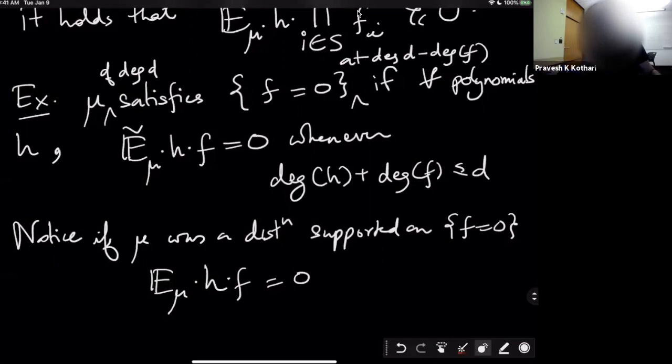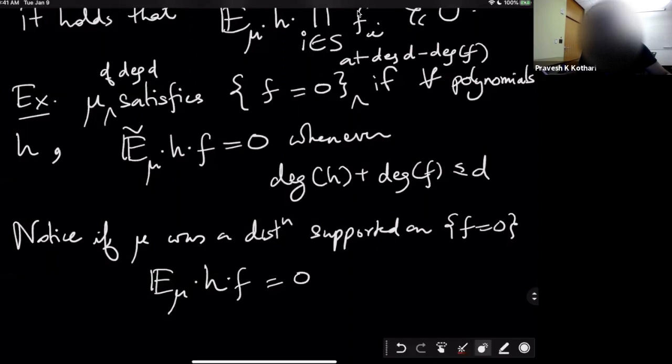So this would have been something that is true for all functions h for an actual distribution mu. We are deriving a consequence that holds for low degree polynomials, and we are forcing it in our definition of satisfying a constraint for a pseudo distribution.